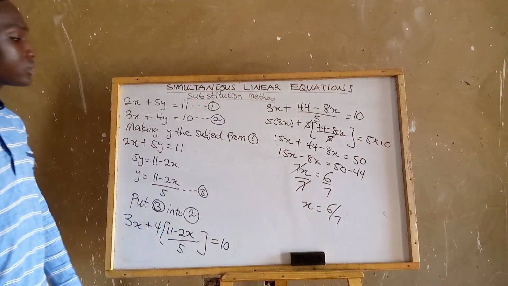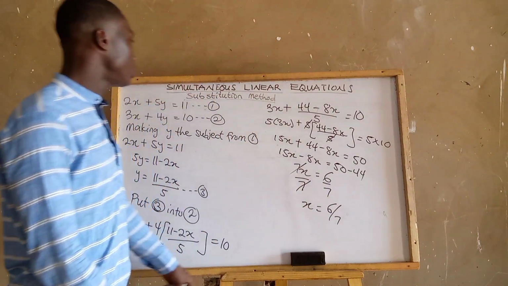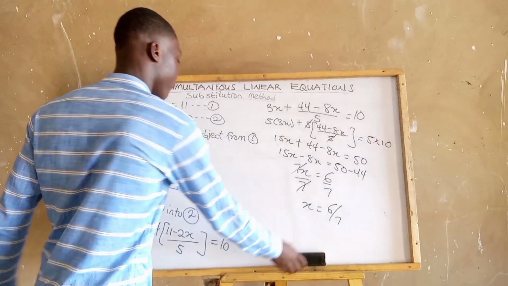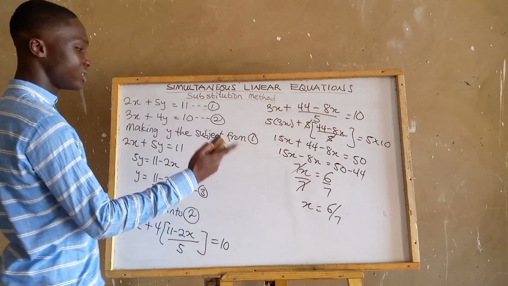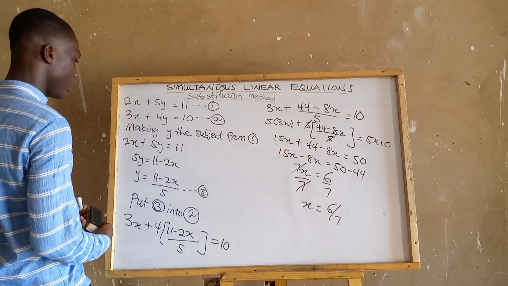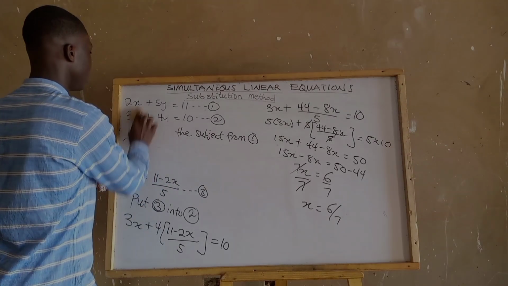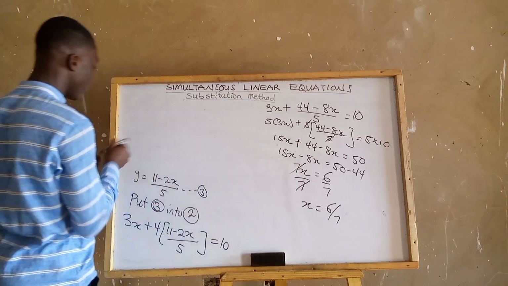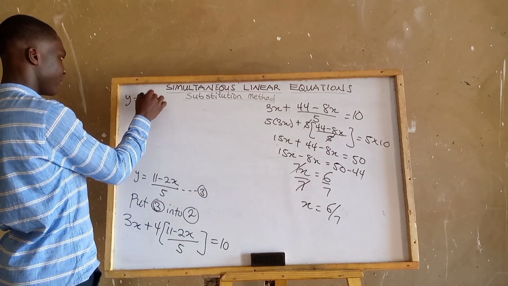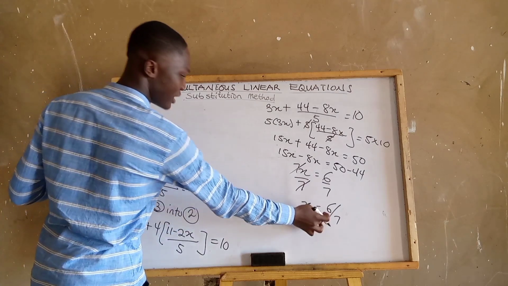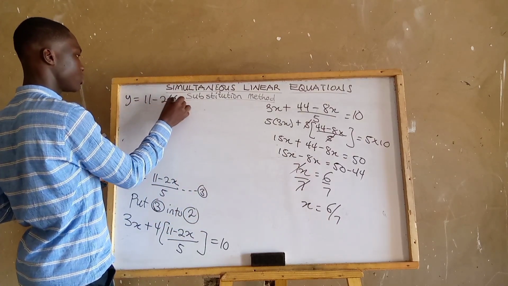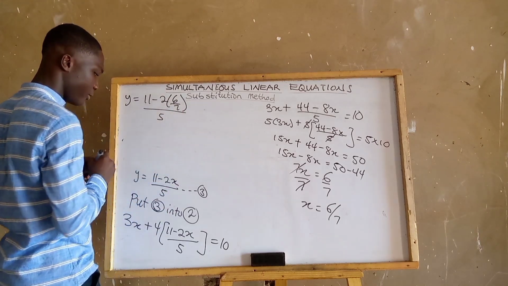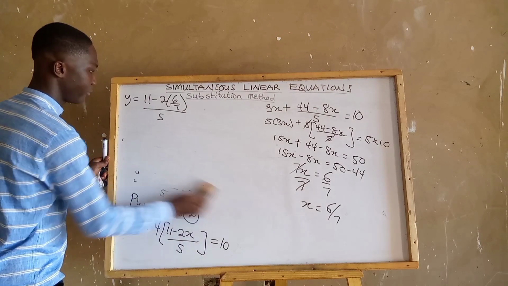So now you can put x is equal to 6 over 7 into either equation 1, equation 2 or equation 3 to find the value of y. So let's put x is equal to 6 over 7 into equation 3. Y is equal to 11 minus 2, so x it will be 6 over 7. So we have 6 over 7 all over 5. So now let's continue from here.